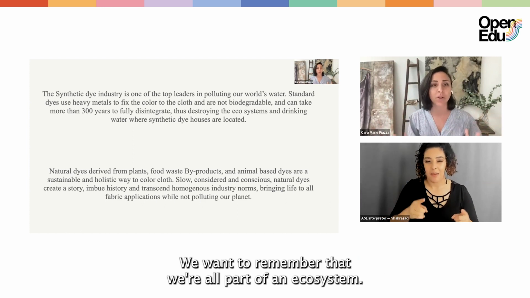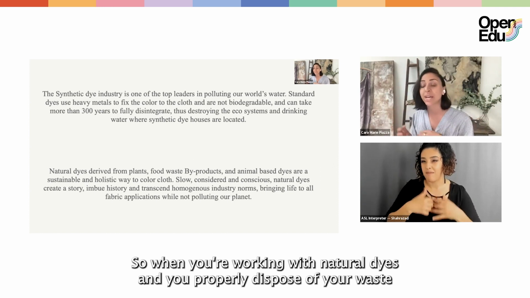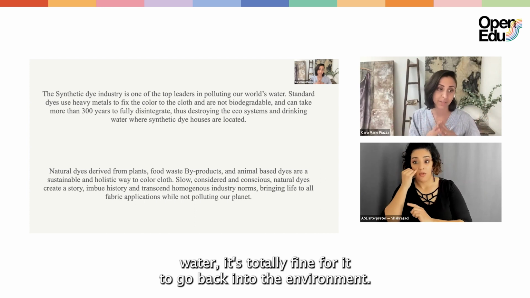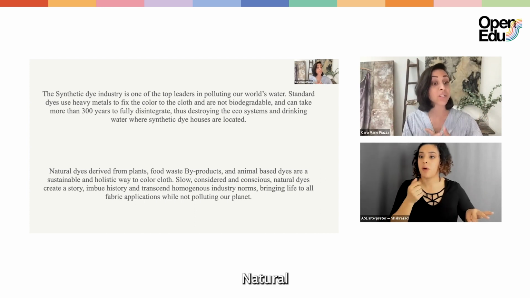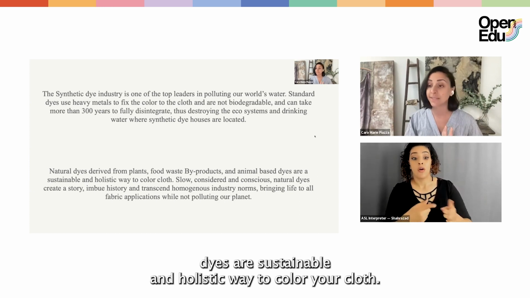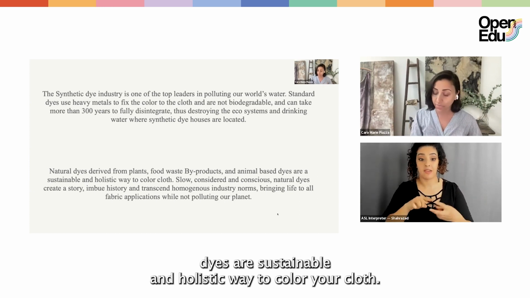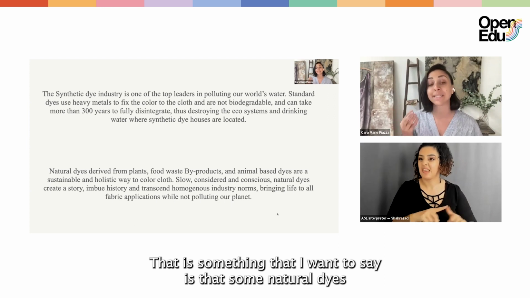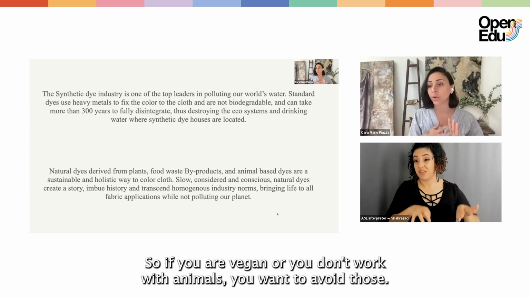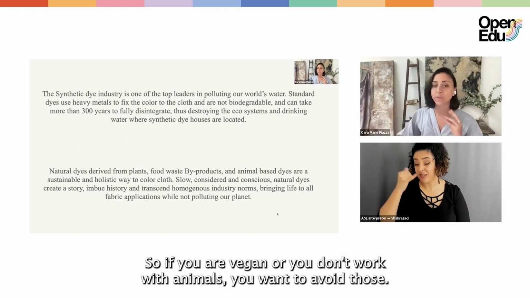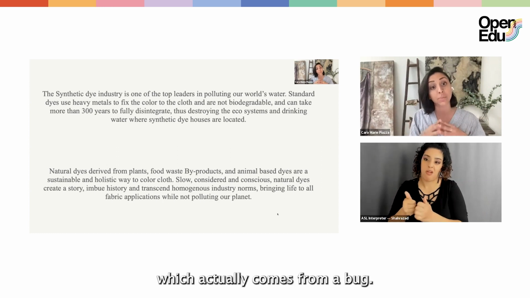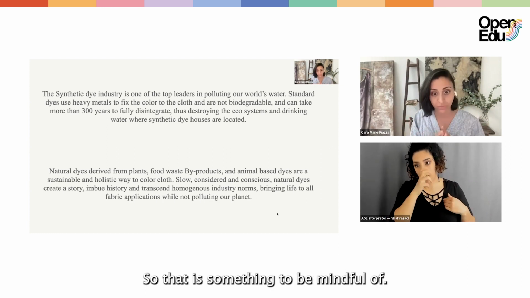We want to remember that we're all part of an ecosystem. So when you're working with natural dyes and you properly dispose of your wastewater, it's totally fine for it to go back into the environment. Natural dyes derived from plants, food waste byproducts, and animal-based dyes are a sustainable and holistic way to color your cloth. That is something that I want to say, is that some natural dyes do actually come from insects. So if you are vegan or you don't work with animals, you'd want to avoid those. But there's a bug called the cochineal beetle or the lac beetle, which actually comes from a bug. So that is something to be mindful of.